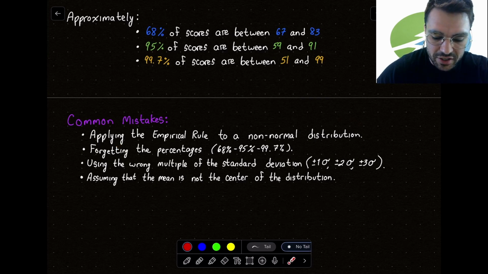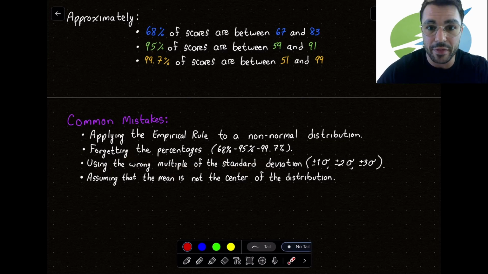Forgetting the percentages, 68, 95, 99.7. You say them enough times, you will remember them. This is like seared into my brain at this point. Using the wrong multiple of standard deviations, we always use ±1, ±2, ±3. That's it. Okay, only numbers we should see. And then assuming that the mean is not the center of the distribution, we must remember the mean is always put at the center. Okay.